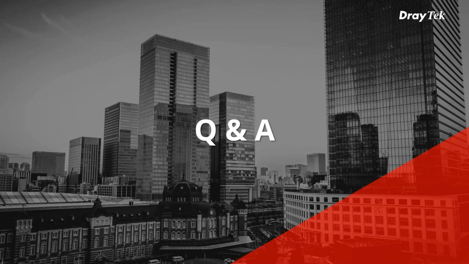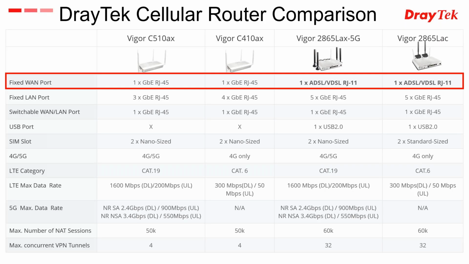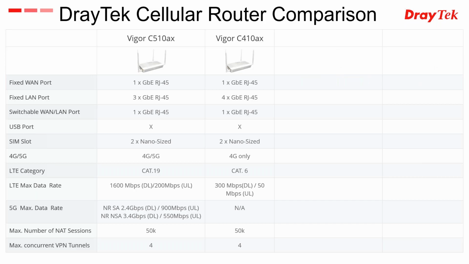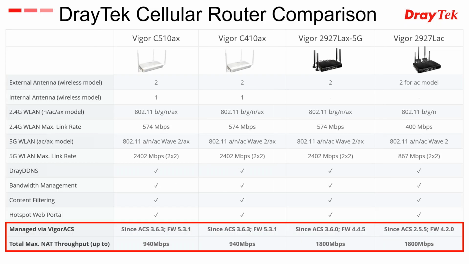So the first one is a question around comparing the 5G products that we've got in the DrayTek range. So the Vigor C510ax compared to the 2865 LAX 5G and the 2927 LAX 5G. Is there a difference in the throughput speeds comparing those products? I think that's possibly been prompted by the comparisons you were doing.